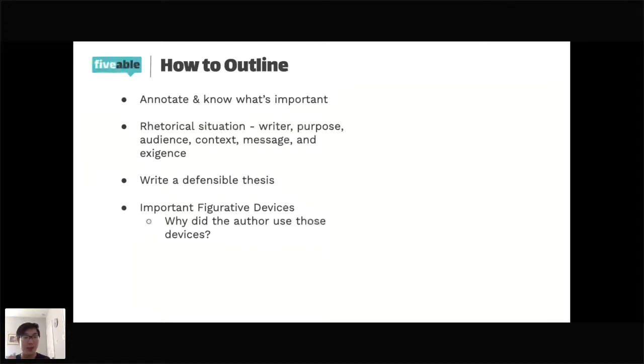Also, writing a defensible thesis is really, really important. As I mentioned earlier, explaining how the devices lead the author to achieve their purpose of X or their message of Y, that's how you write that defensible thesis, something that you can back up with evidence. Also, look for important figurative devices and ask yourself, and write in your essay, why did the author use those devices and how does it contribute to their purpose?